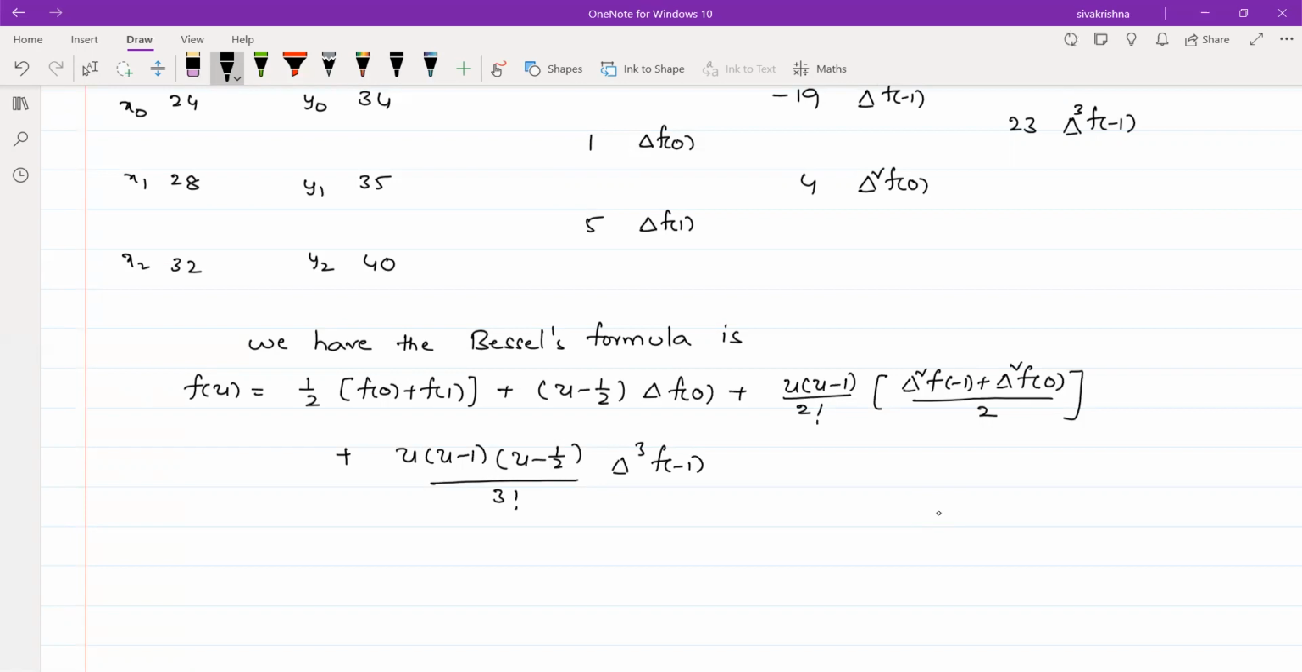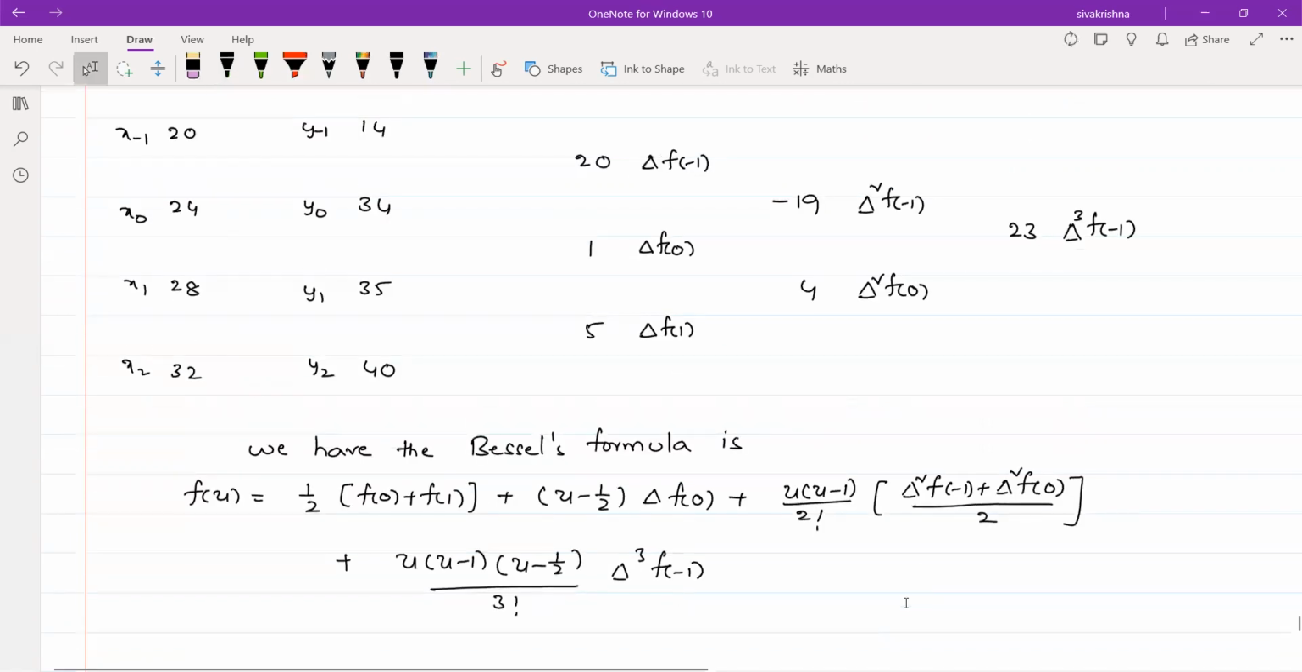So I am writing the formula up to third difference, since in the table we are having up to third difference, so I am writing up to third difference only. So now we have to substitute the values by seeing the formula. Once again, you have to round the values in the table.